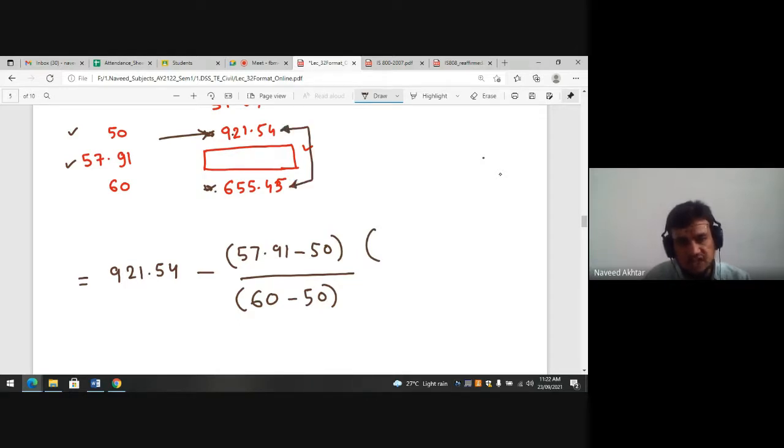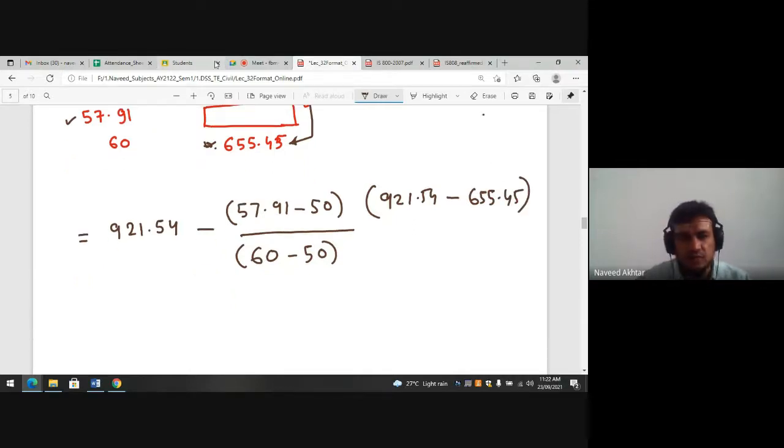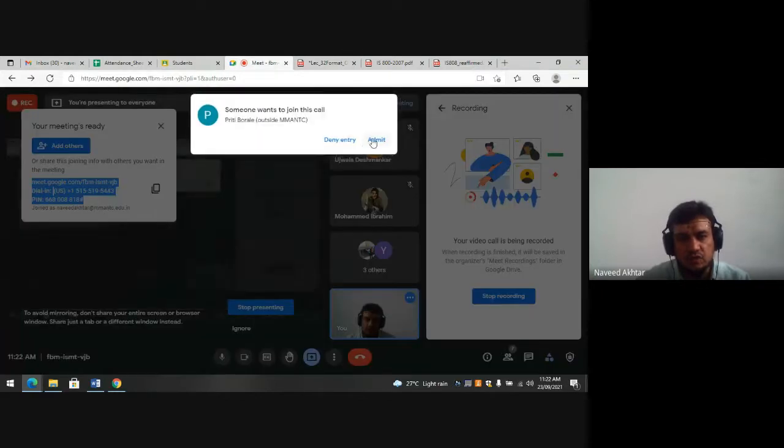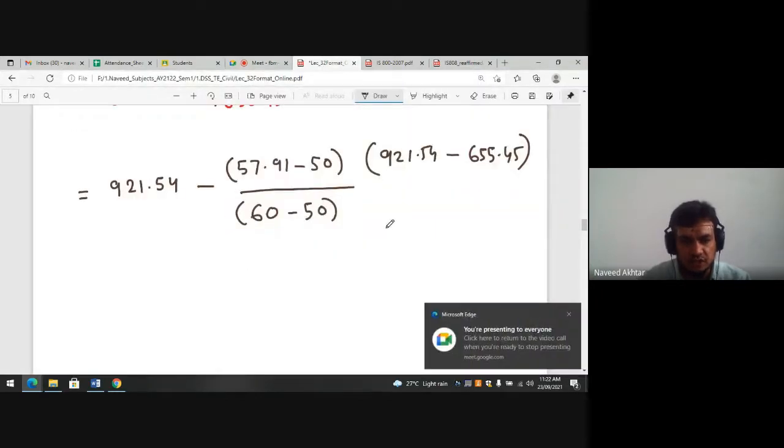Okay, so the extreme value is 921.54 minus 655.45. So this is the final interpolation you can do.